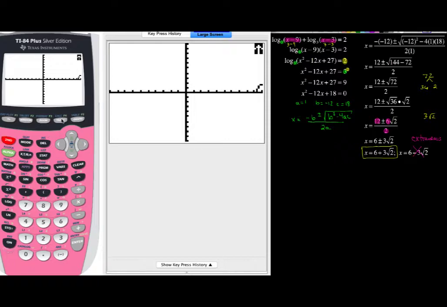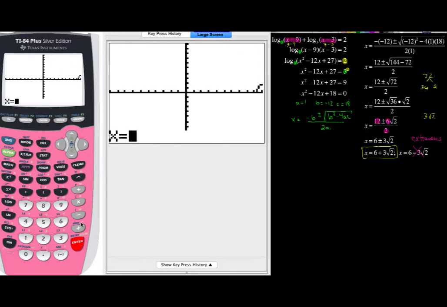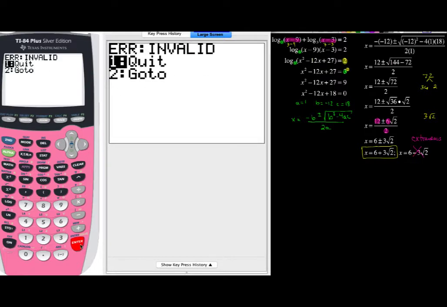So if you go to second and then trace, we're just going to use this value feature, number 1. Now I could type in 6 plus 3 square roots of 2, or if you wanted to, you could use the variable that we stored it in before. So 6 plus 3 and then square root of 2. If I type that in that way, notice what's going to happen here. Boom. I'm going to get an invalid error. So that's not cool. What do you mean invalid? Before I verified I got an answer, and now I'm getting this invalid error.